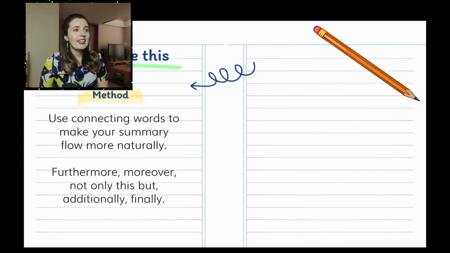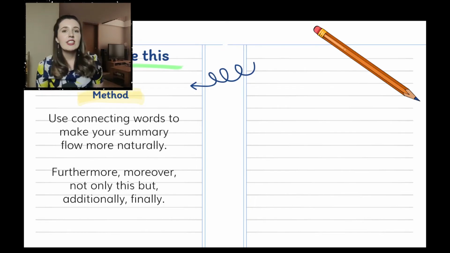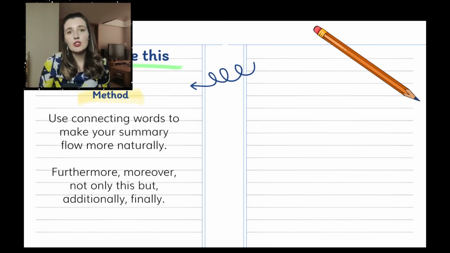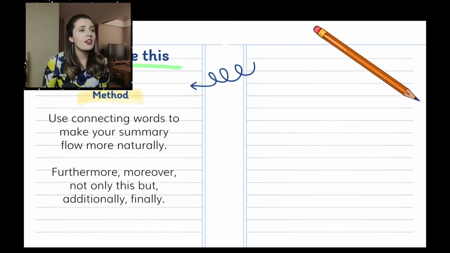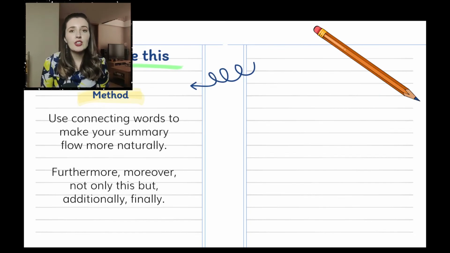And finally, not so much a paraphrasing method, but I guess a way of rewriting. When you're rewriting the text, you need to make sure that you're using connecting words to join your new ideas together so that it reads more naturally. What are connecting words? Well, here are some examples. Furthermore, moreover, not only this, but additionally, finally. Maybe you might want to stop and have a little think about what other connecting words you know that you're going to try to use in your summary.